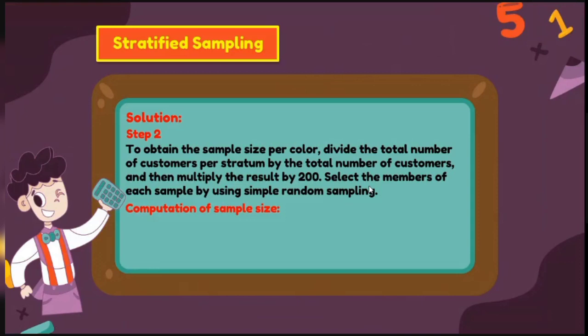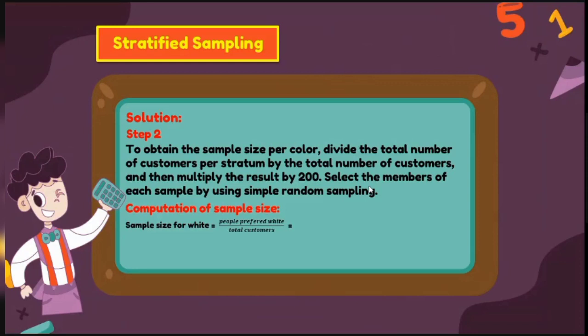After determining for white, we will also apply this principle or idea with the other colors, like for example blue, black, and other colors. So computation for the sample size, let's say for white: sample size for white is equal to the people who preferred white divided by the total customers.